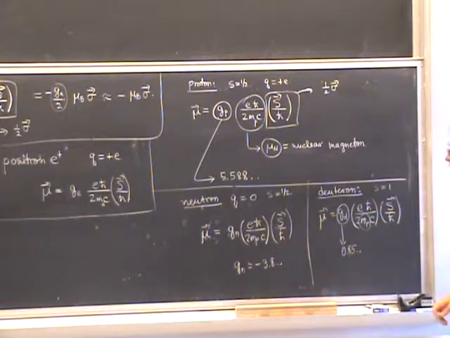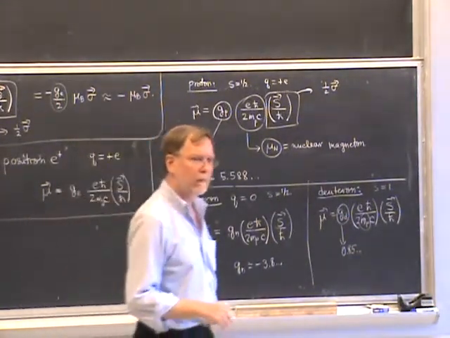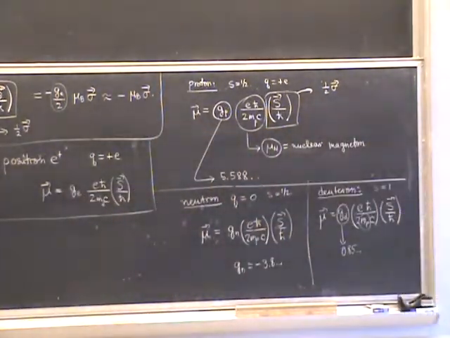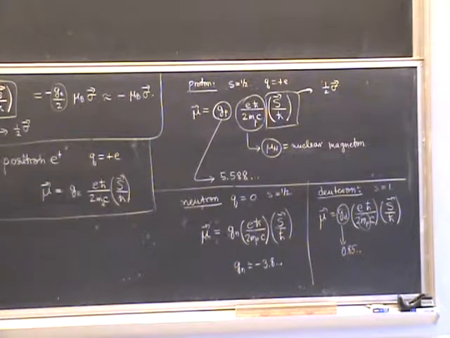I don't understand the justification for starting at the neutron. If Q is zero, and we started out with a formula for magnetic moment depending on the Q of the particle that you're talking about, then how do we go with the justification of Q zero?